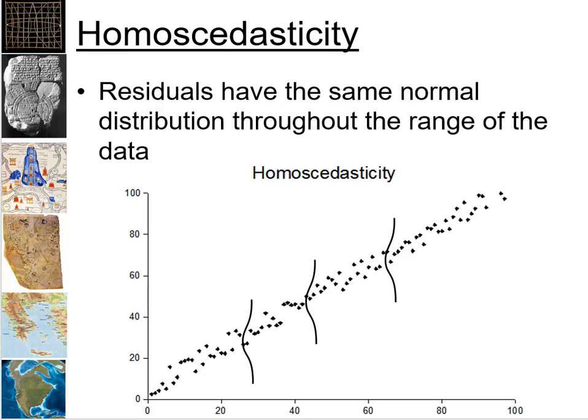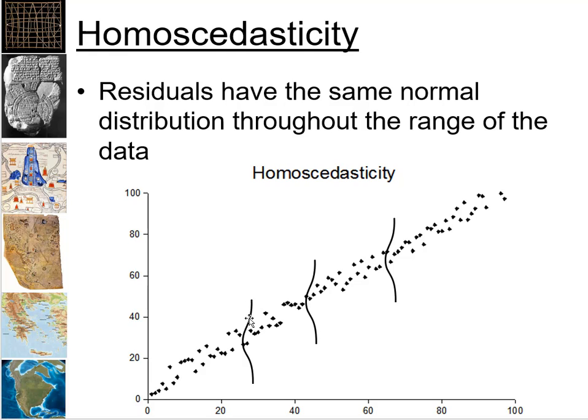Homoscedasticity. So for all that stuff that we just talked about to be valid, for the math and stats to work, these residuals need to be normally distributed along the length of our data. Okay, and that's what homoscedasticity applies to. Big fancy word that took me a while to pronounce correctly.